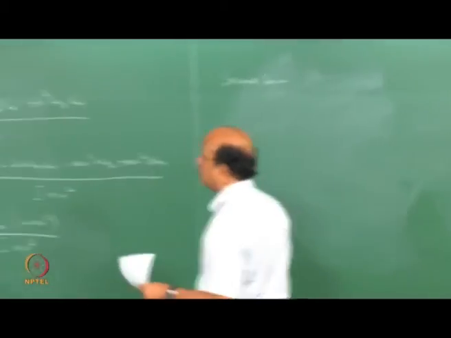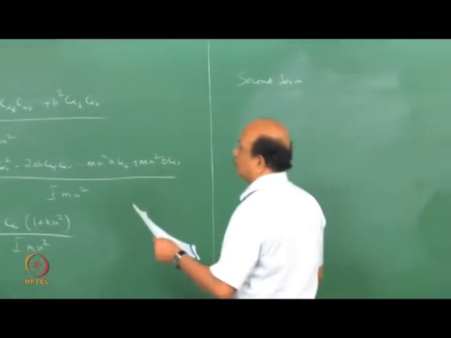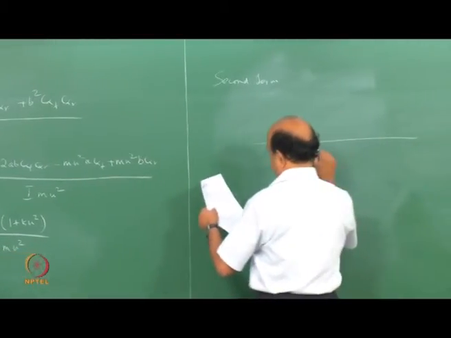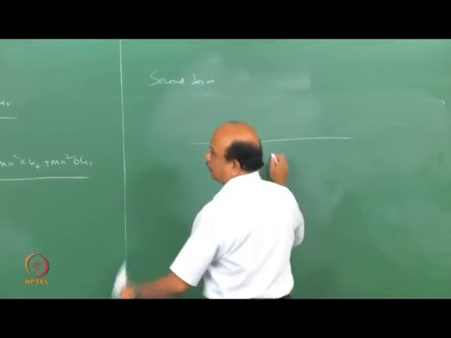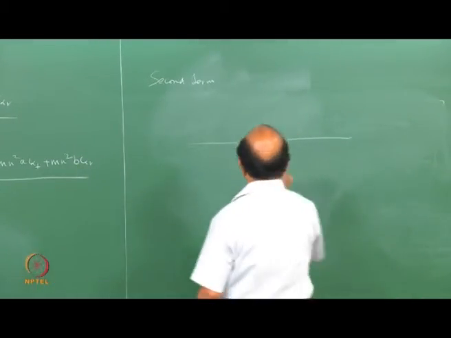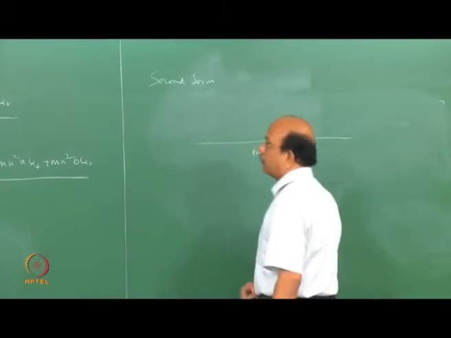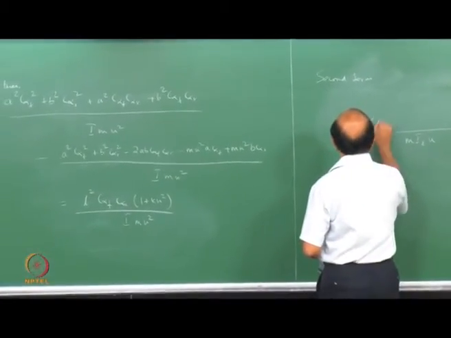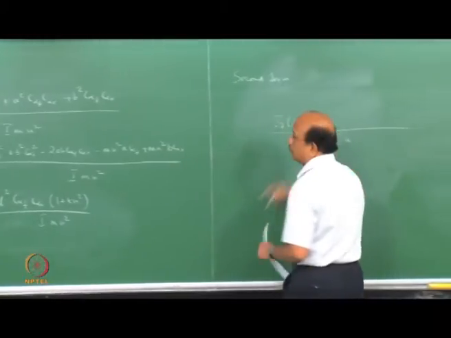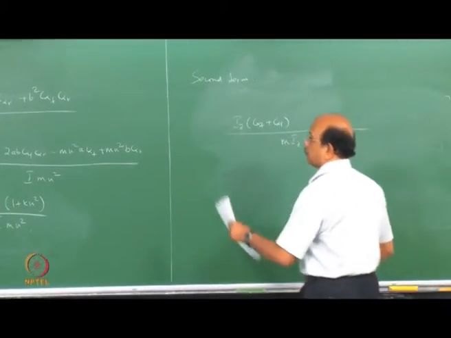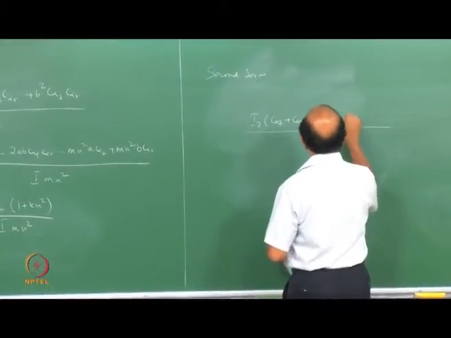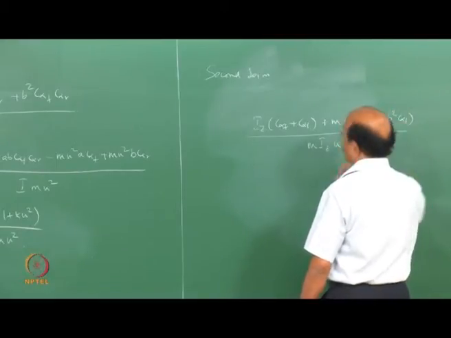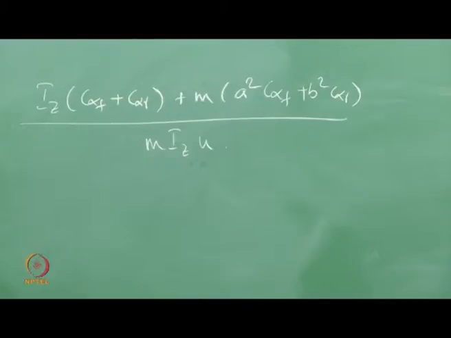So the second term is, that's the term. So let me take m I z u as common. So multiply the first term by I z, so that I get I z into c alpha f plus c alpha r. That is the first term. Plus the second term is m into a squared c alpha f plus b squared c alpha r. Okay? That's the second term.